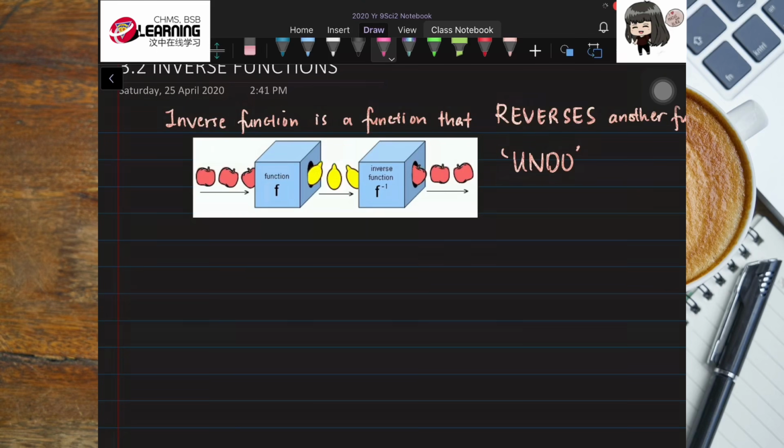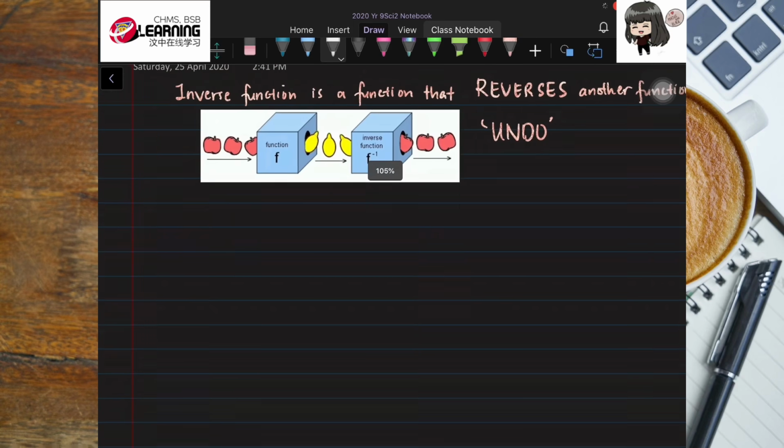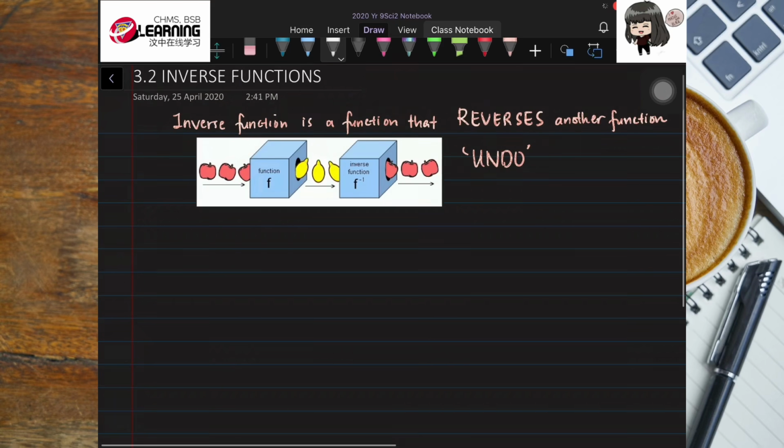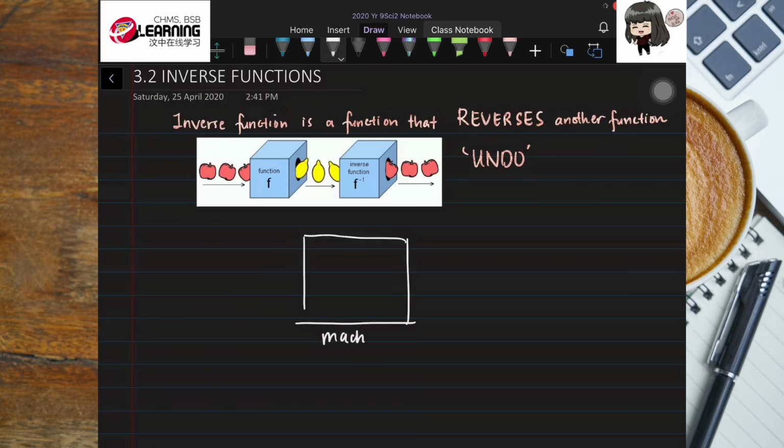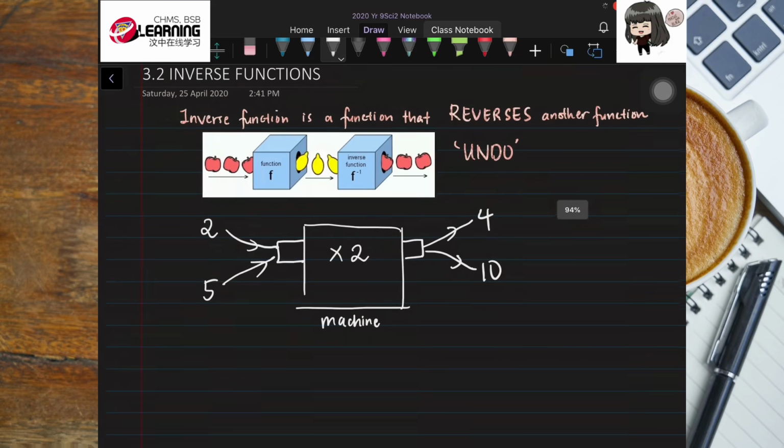I'll give you another clearer example. Like last week when I mentioned the function machine, which has input and output. If you put in a number 2, and the machine's rule is times 2, your output will be 4, right? 2 times 2 is 4. And if you put in 5, your output will be 10, because 5 times 2 is 10.